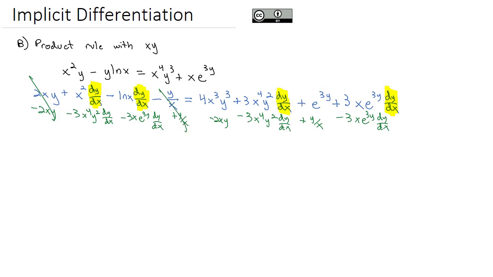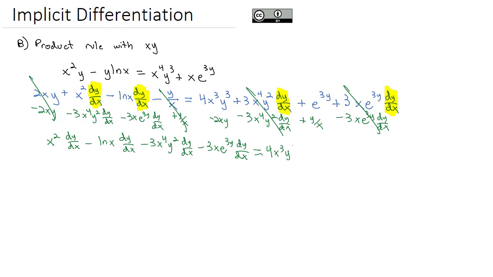So that goes to 0, that goes to 0, that goes to 0, that goes to 0. All that's left is there's an x squared dy dx. There's a negative natural log of x dy dx. There's a negative 3x to the fourth y squared dy dx. There's a negative 3x e to the 3y dy dx. On the right side, there's a 4x cubed y cubed. There's an e to the 3y. There's a negative 2xy. And there's a positive y over x.